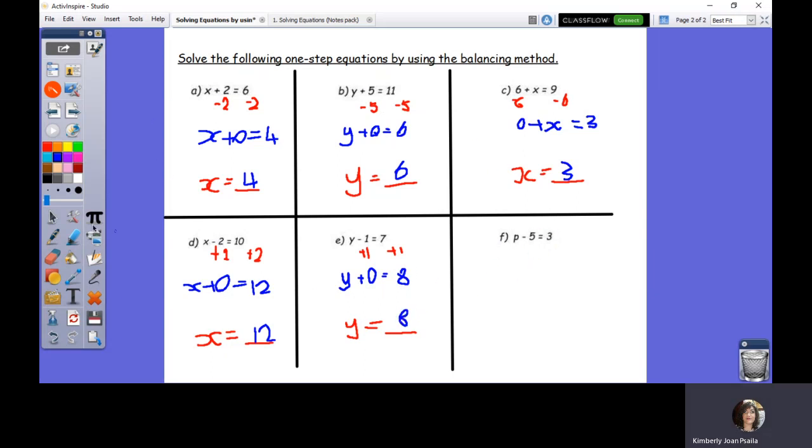Last example here, we have to find the value of p. So we have to cancel out minus 5 by adding 5 to the left hand side and add 5 to the right hand side as well. Then we are left with p minus 5 plus 5 gives us 0. 3 plus 5 gives us 8. Therefore, p here has a value of 8.